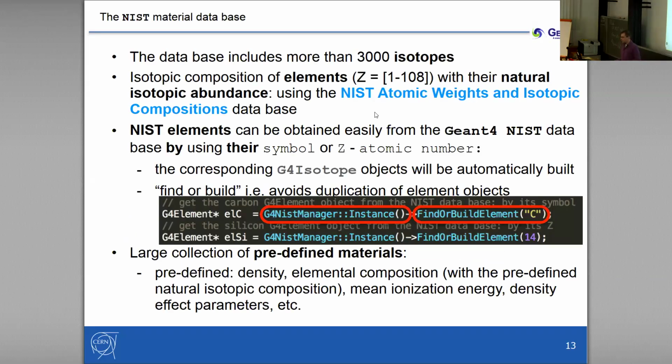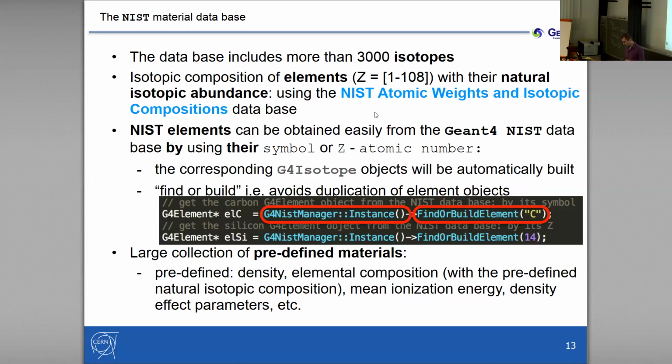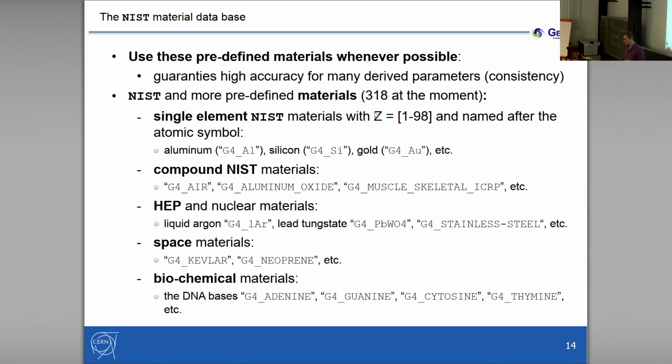So, the important part here is that this NIST database can be accessed with the syntax that you have here in red. We can either find or build an element, by symbol or by atomic number, or we can directly call for materials, which is not shown here.